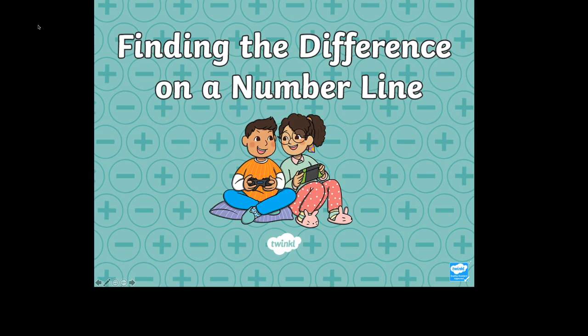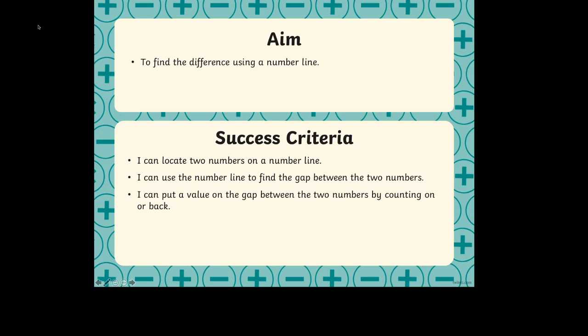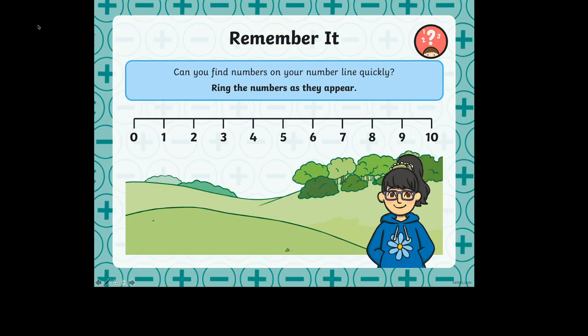How can we do it? Well, we're going to find the difference using a number line. We're going to start by locating two numbers on a number line, and then use the number line to find the gap between the two numbers by counting on or counting back. We're going to try both.